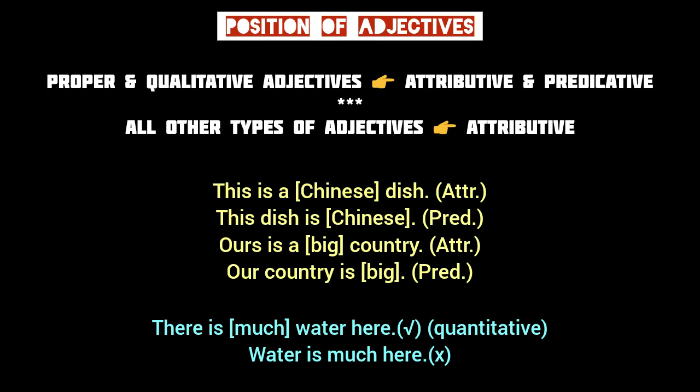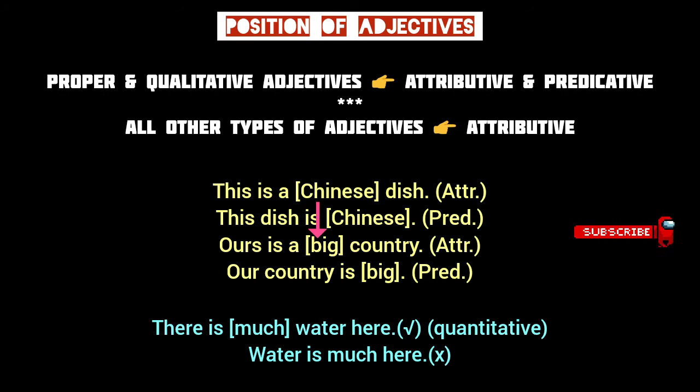We know that there are different types of adjectives, but only proper and qualitative adjectives are used both attributively and predicatively. But all other types of adjectives are used attributively, not predicatively. We know that a proper adjective is made from a proper noun. For example, this is a Chinese dish. Here Chinese is a proper adjective used attributively before the noun dish. However, in the sentence this dish is Chinese, the same proper adjective Chinese is used predicatively after the linking verb is.